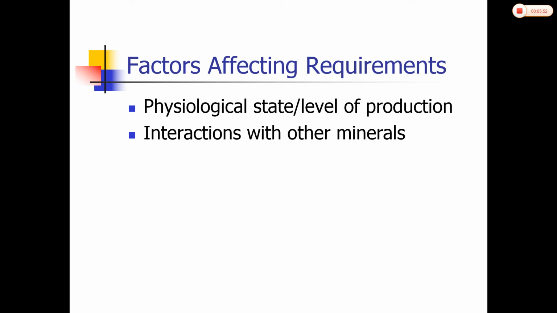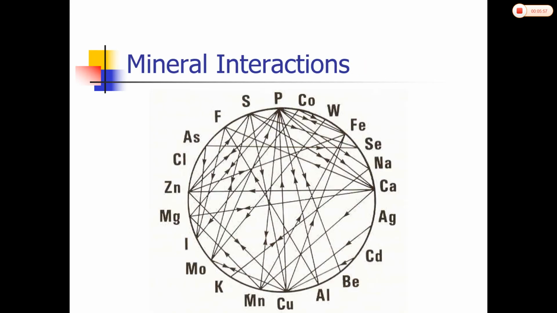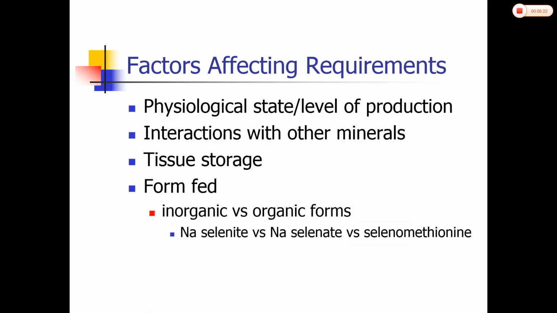So there are various factors which affect the requirements. It is also found that these minerals can interact with each other. For example, sodium and chloride. We take the common salt where they are always present together. Similarly, calcium and phosphorus are important components of the bone. These can complex with each other as well, and that's why their availability may vary.